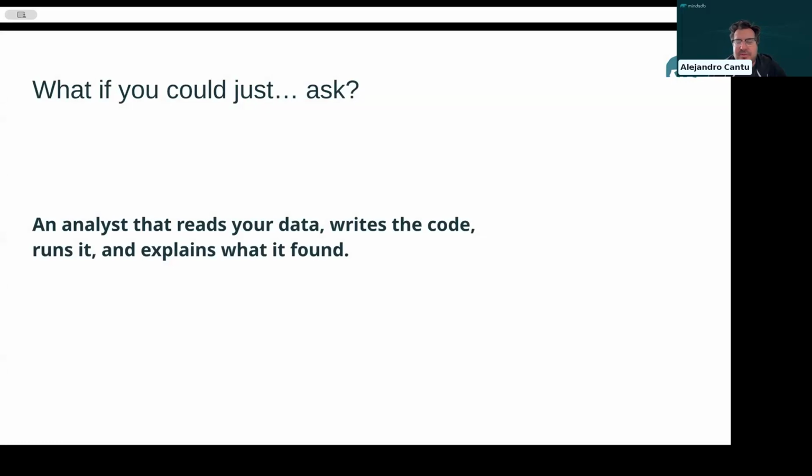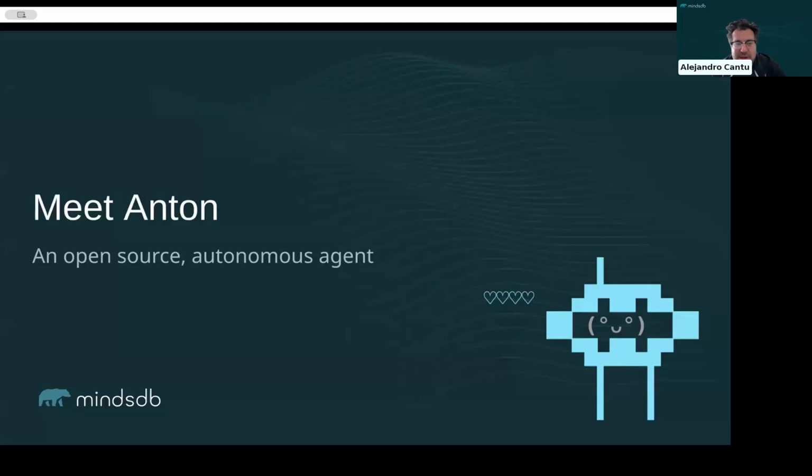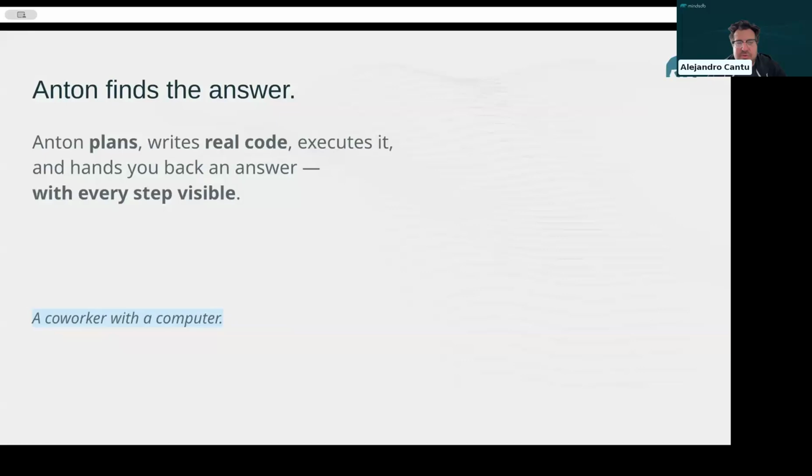And before we go into details, the reason why we came up with Anton, and we've been doing a lot of this with MindsDB, is that we want to be able to ask questions and get answers that contain the data that we need. So Anton really works like this: it's an analyst that's able to read the data, write code, run it, and explain what it found. I'm going to go a little bit deeper into it. And this is our autonomous open source agent. So what makes Anton really different? And as I said, it helps with finding the right answer.